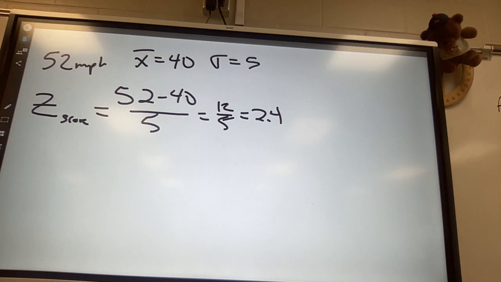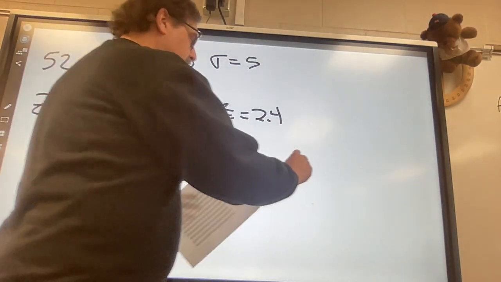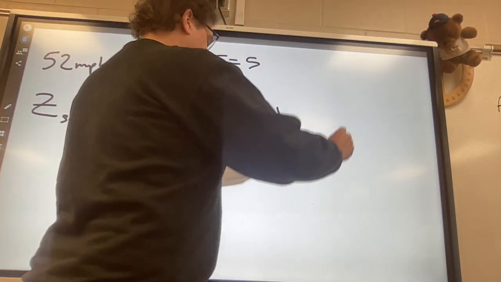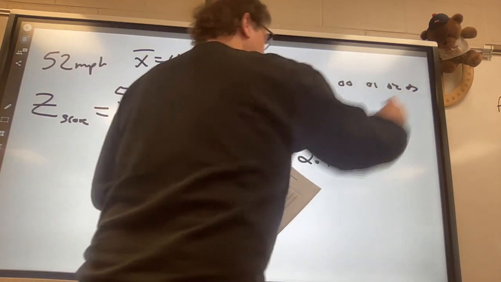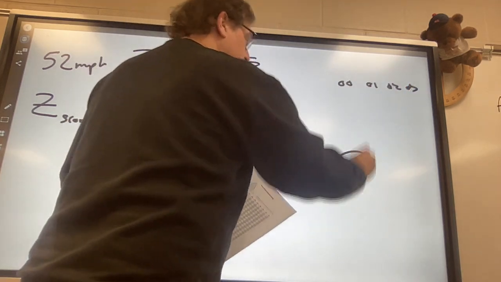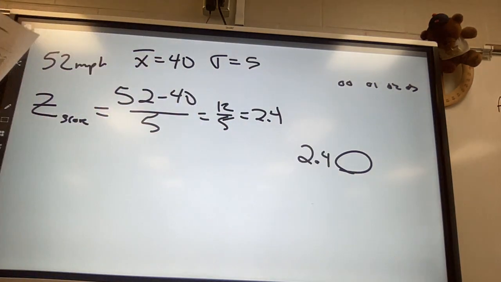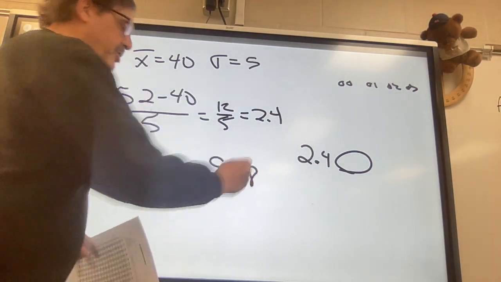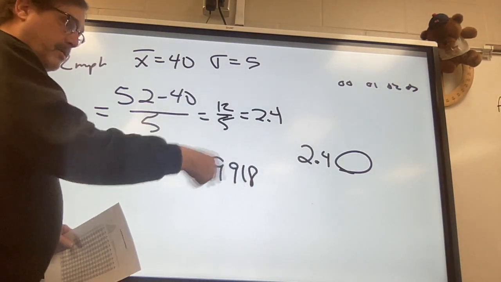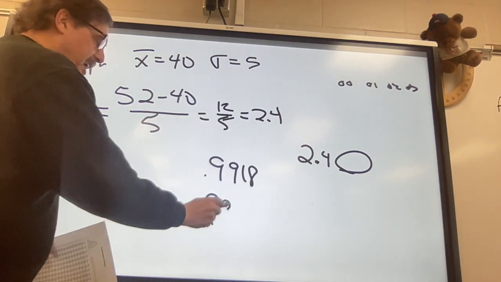Would you look at, please, 2.400. So you're going to be in the 2.4 column, and then up top at 00, 01, 02, 03. So 2.400. So it's 2.4. And please tell me what that says. 0.9918. Would all of you immediately change that to a percentile? Quick. 99.18.